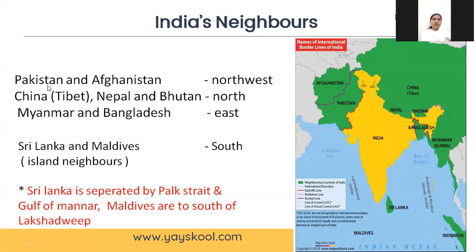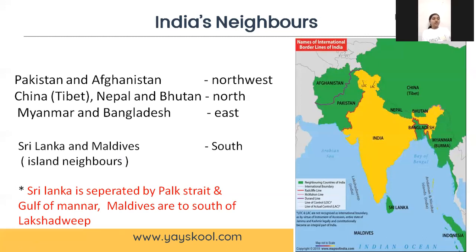We share a border only with Pakistan and Afghanistan on the northwest side, and we have China, and Tibet is an integral part of China. Then we have Nepal and Bhutan towards the north, and Myanmar and Bangladesh towards the east, and towards the south we only have water, right? So we don't share borders with any of them, but there are island neighbors to us. We have Sri Lanka and Maldives as island neighbors.